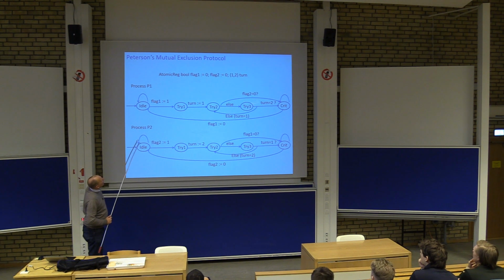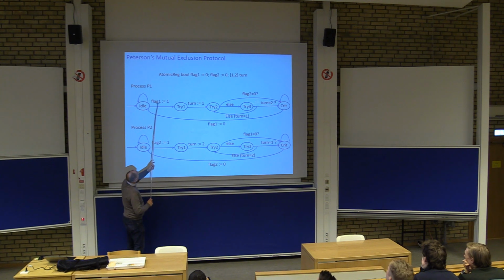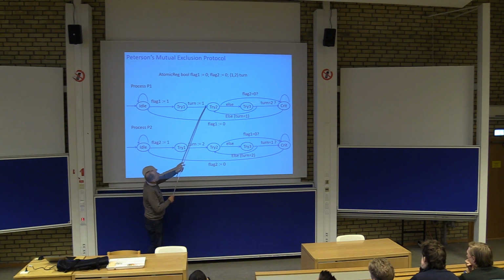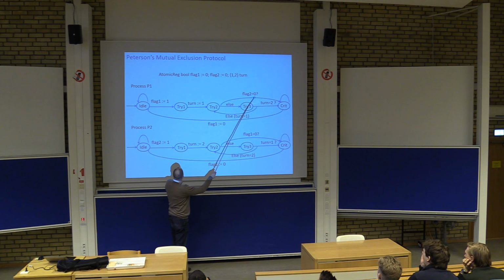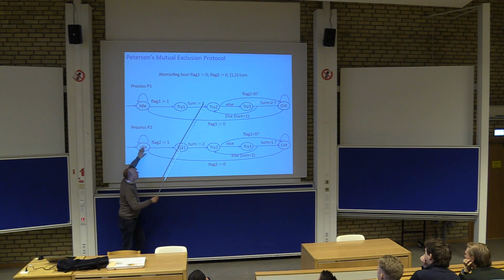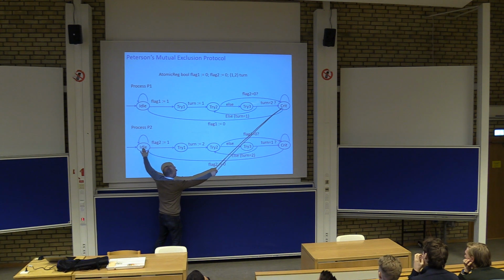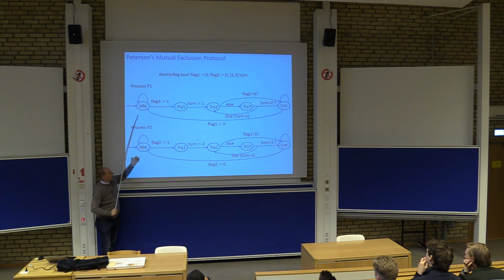But we can just look at the easy situation first. So let's say P1 is starting, so we start here, and now we go into this state, so flag 1 is equal to 1, turn is equal to 1, and then we check if flag 2 is equal to 0, which it will be if you're still in the initial state here, right? And then you enter the critical region, and then when you're done, you return back to the initial state, and then the other task can proceed, right?